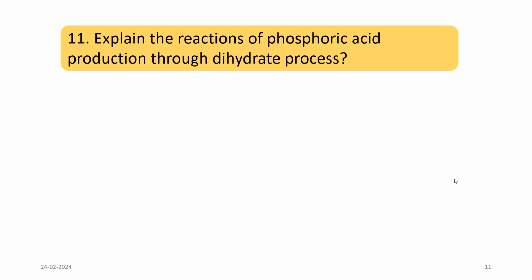Next is explain the reactions of phosphoric acid production through the dihydrate process. There are different kinds of processes for phosphoric acid production. You have to tell here the dihydrate process.